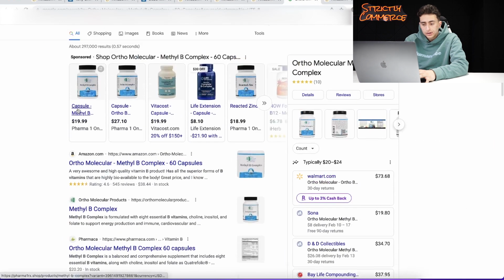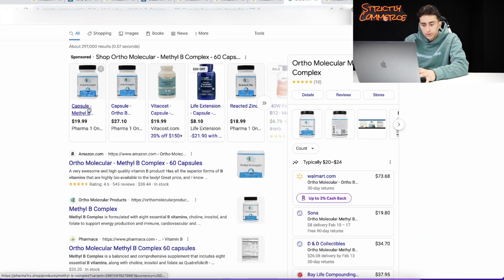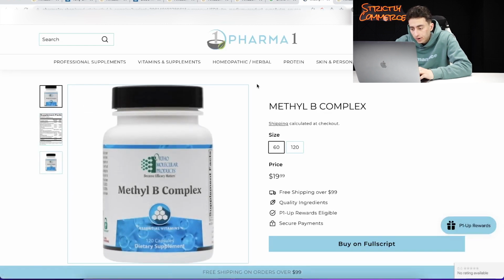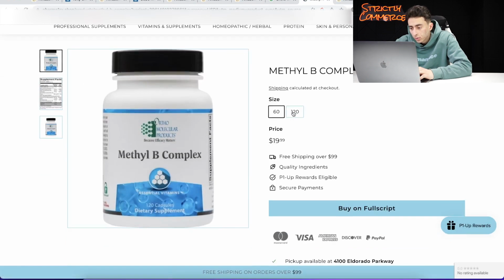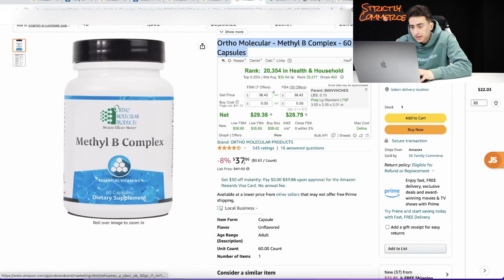I see this is now $19 somewhere, paying out 28. Okay, let's see what we got here. 60 capsules, methyl B complex. 60 capsules are 120. It's 20 bucks. So if you order 5, you get free shipping. That's $8 profit right there.